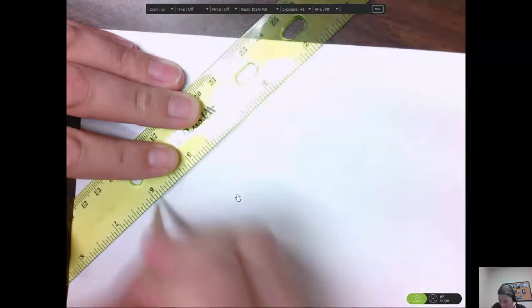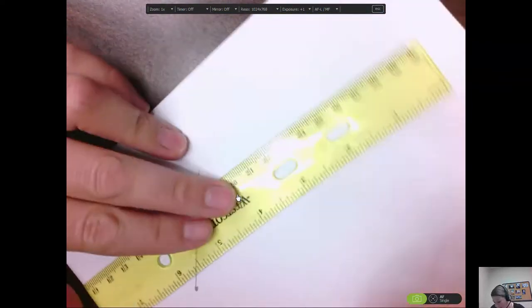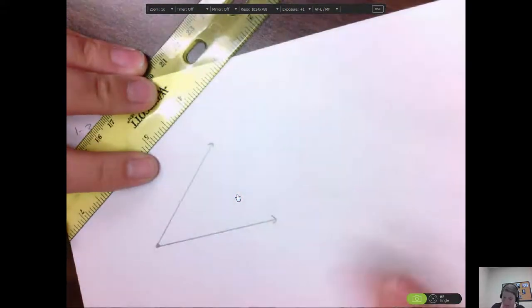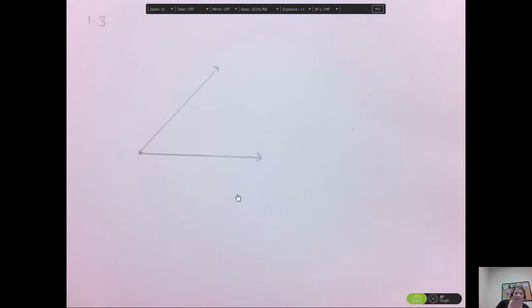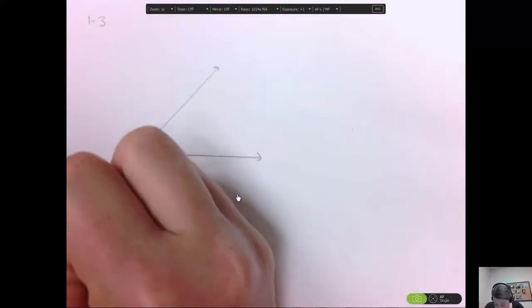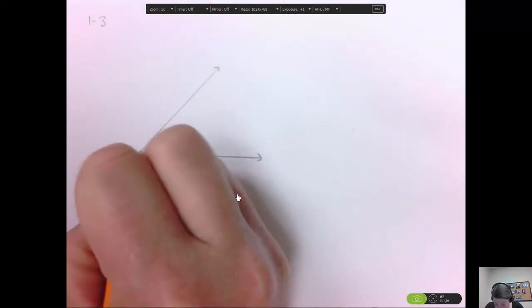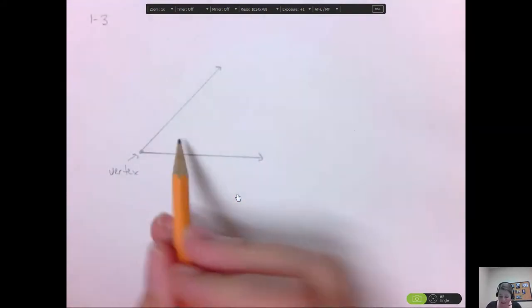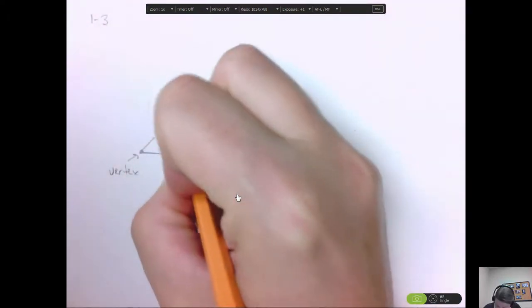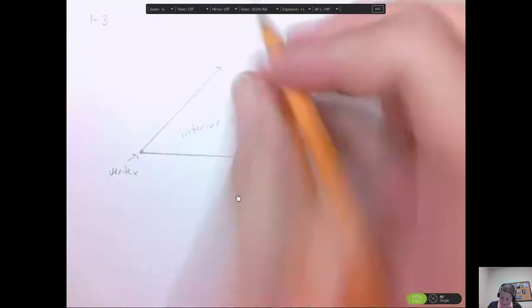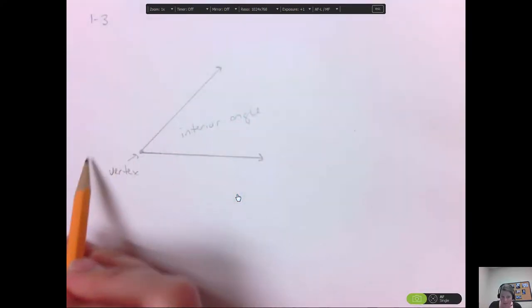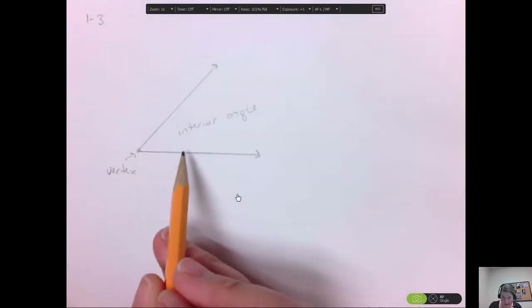An angle is two rays connected by an endpoint. So that's how we define an angle. Two rays connected by an endpoint. The endpoint happens to be called the vertex. And then the inside angle in here we call the interior angle. And then the outside, which on this one would be real big, would be this whole outside angle.